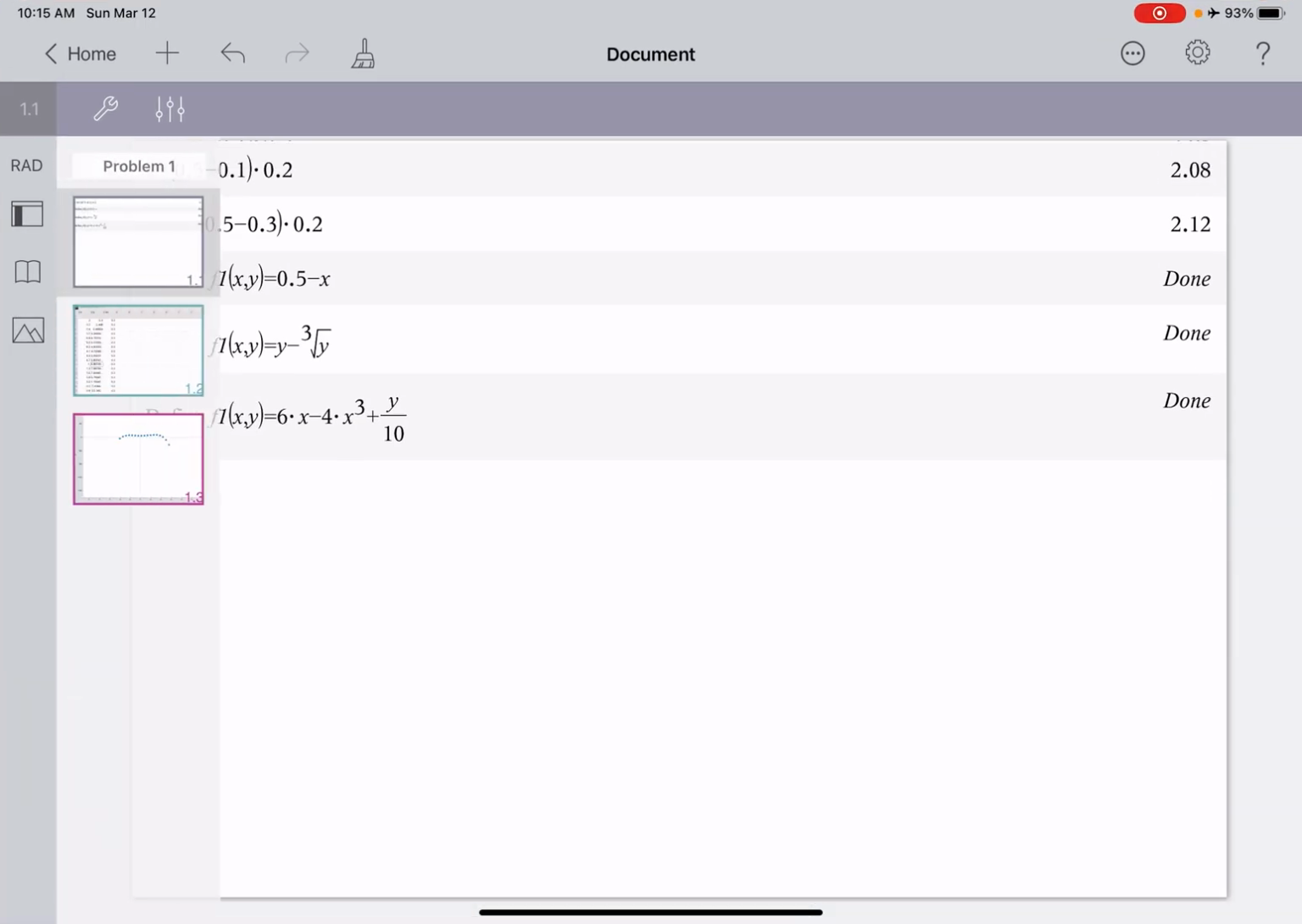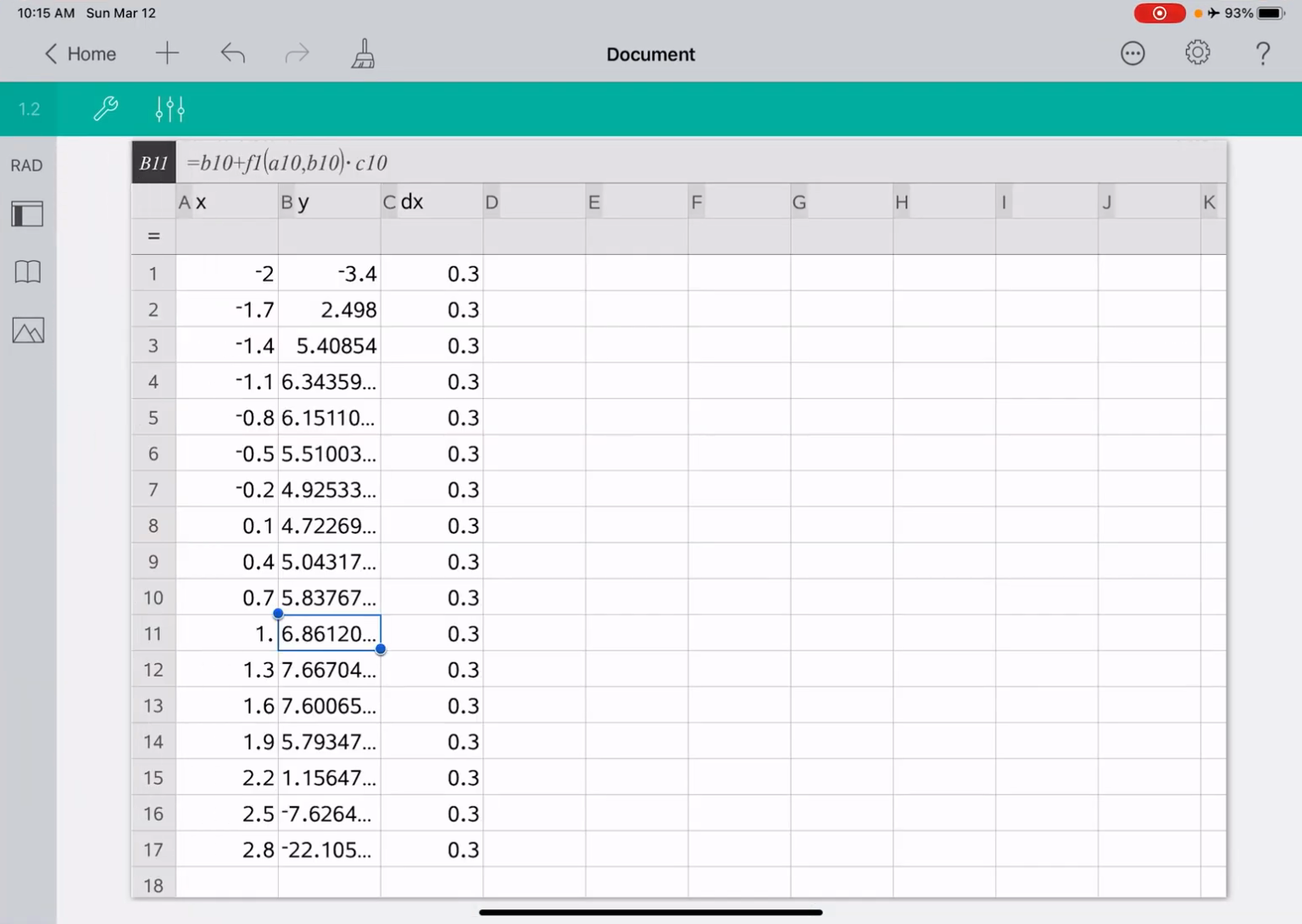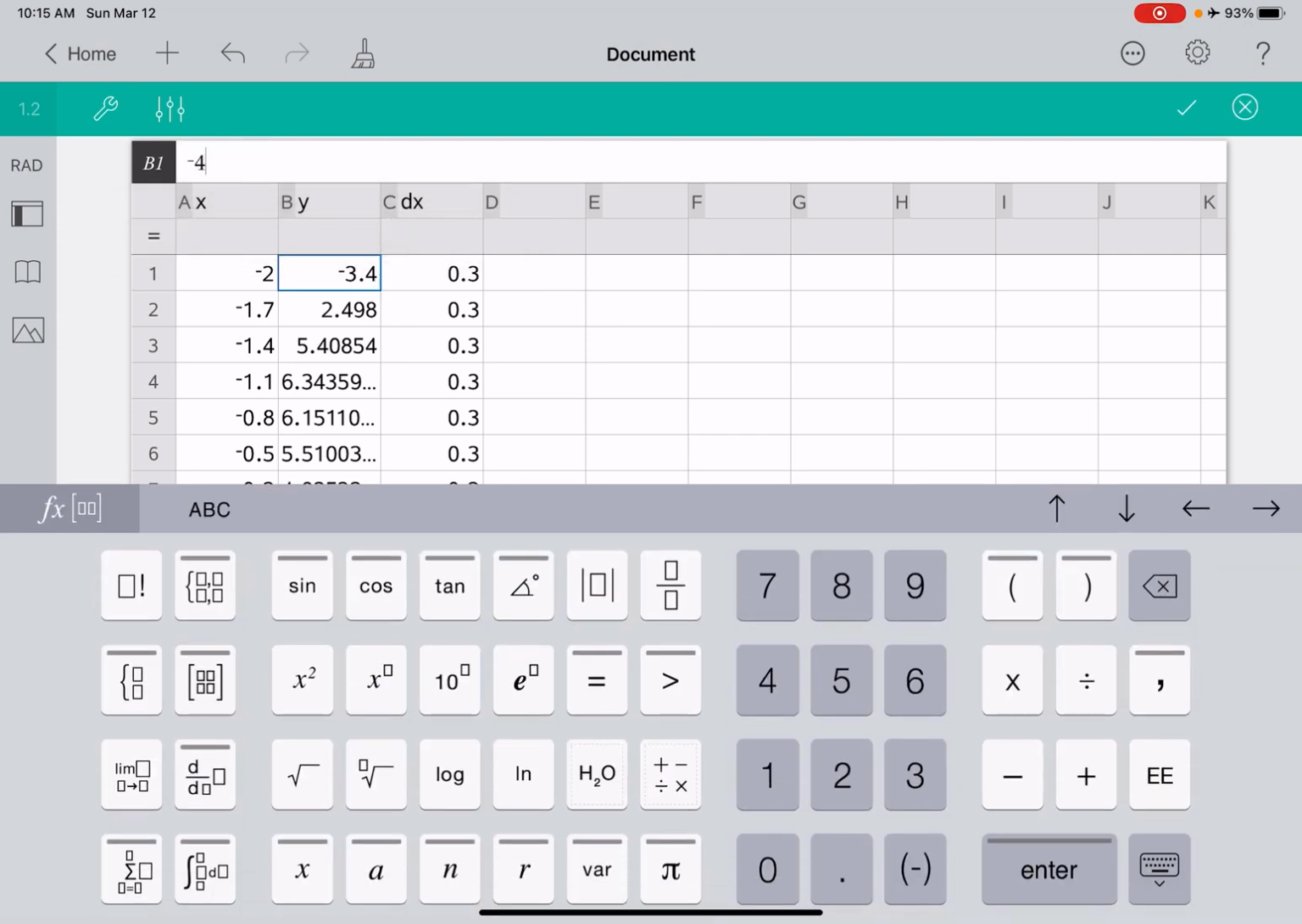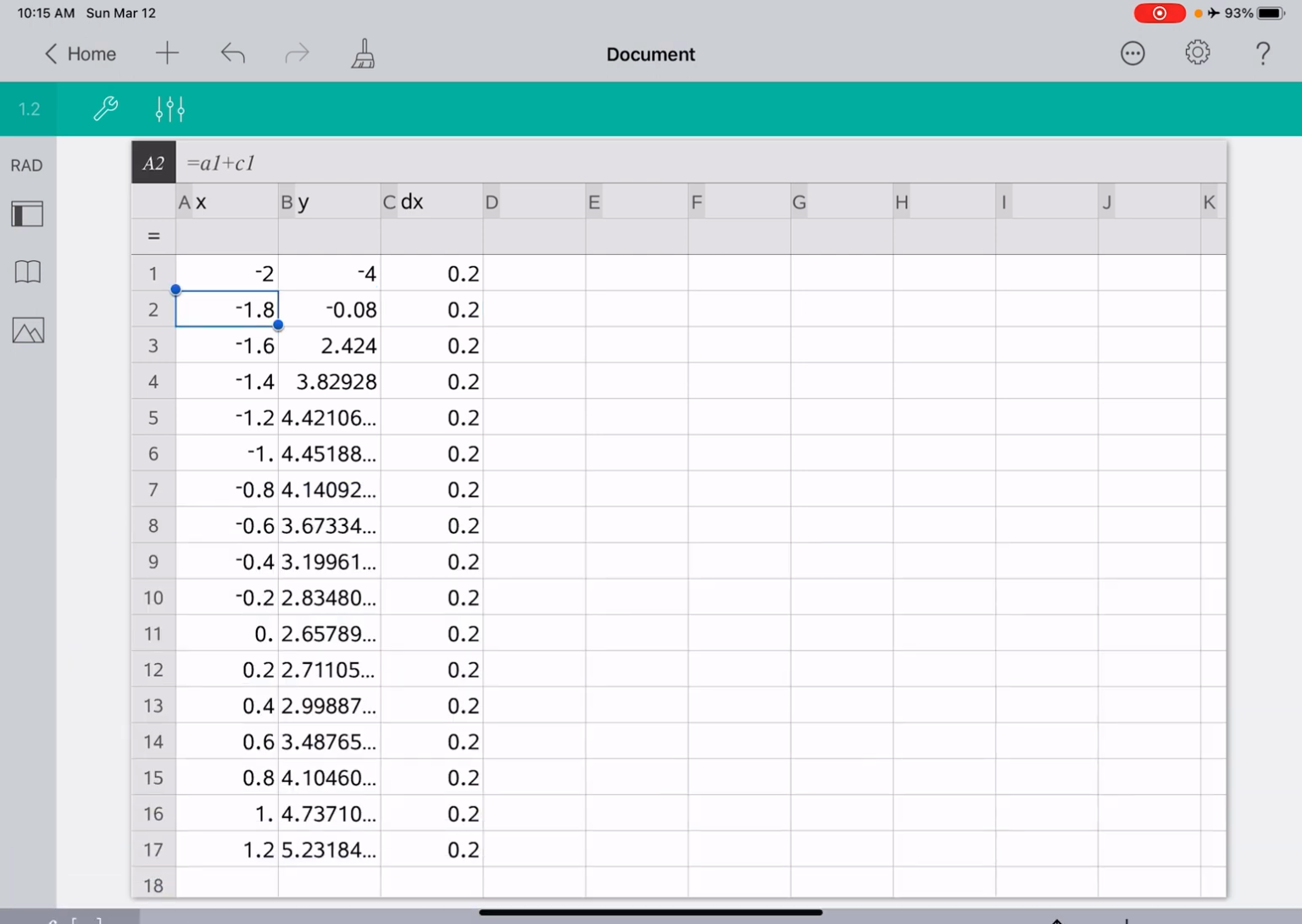Control right, or we can do it this way. All right, and the initial condition, -2, oh, by dumb luck, that's the same x value, but I got to change this starting y value right here to -4. And the dx needs to change from 0.3 to 0.2. Okay, now once again here, guys, the x values have automatically updated.